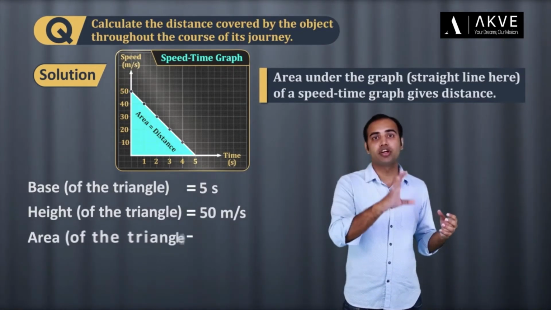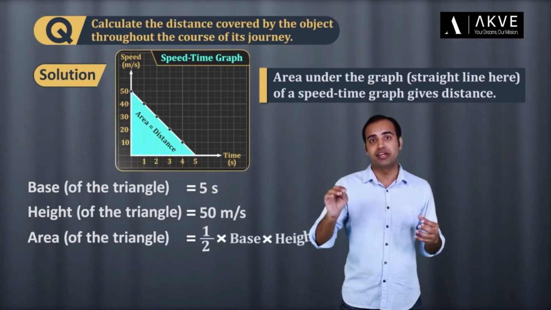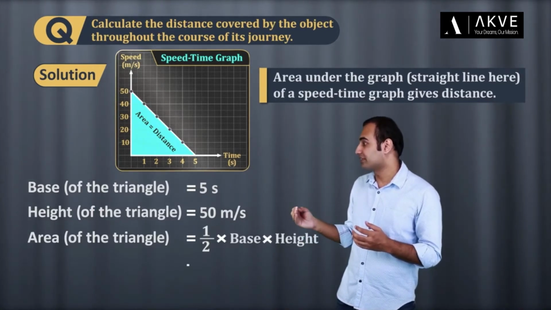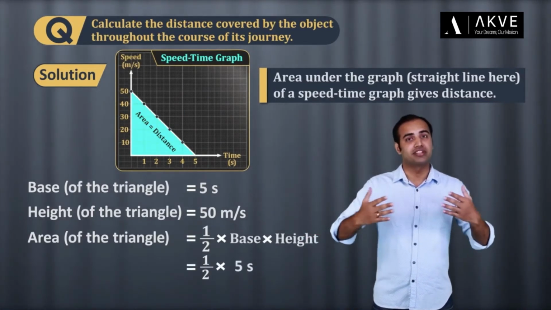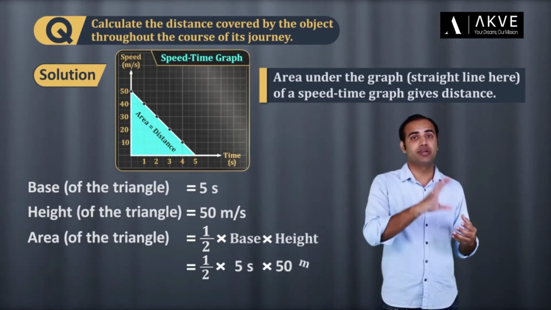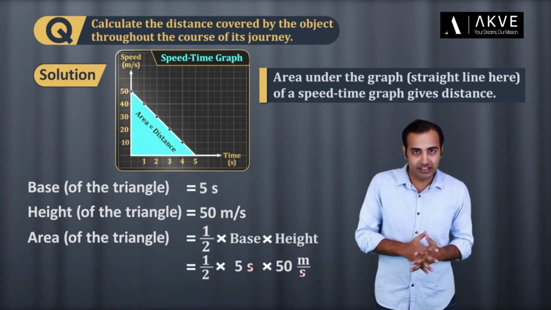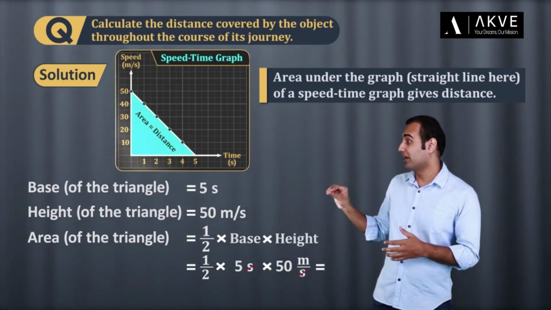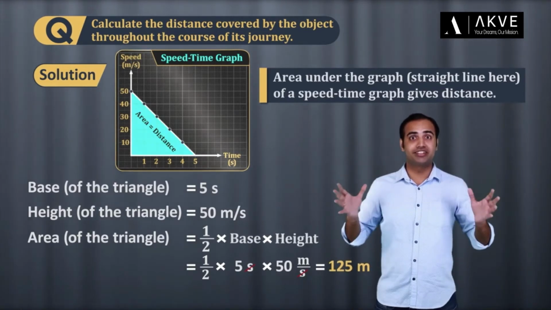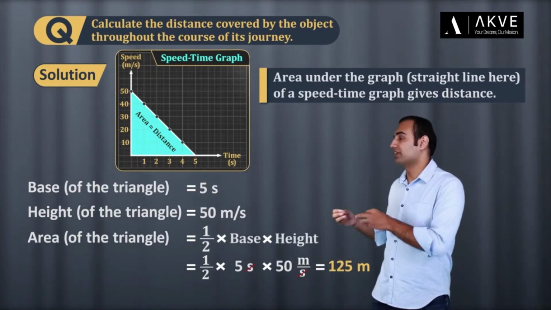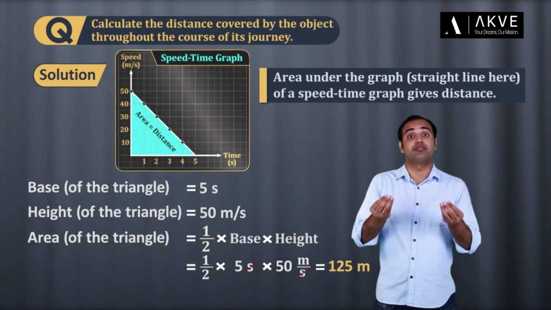So if I use the formula of area as half times base times height, I get the expression as 1 by 2 times 5 seconds times 50 meters per second. Upon solving this, I get the value of distance covered as 125 meters. So the distance covered by the object in this example is nothing but 125 meters.